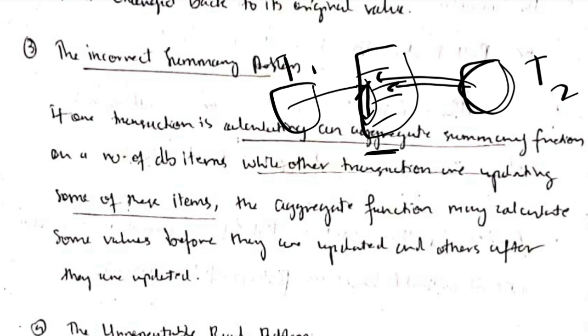At this point, T1 has got different values, meaning what all it has read, and T2 has updated a new value. So if you calculate the count, sum or average of these values, you will get a different value for T1 and a different value for T2. Okay, that is the incorrect summary problem.